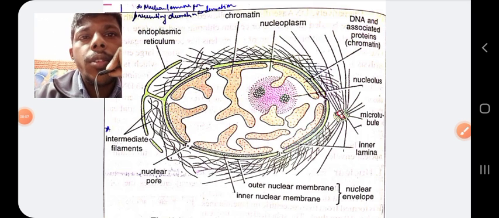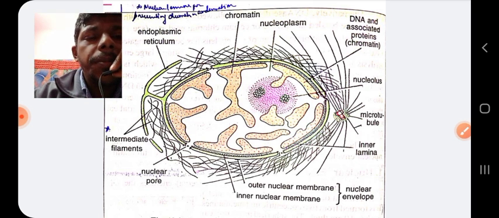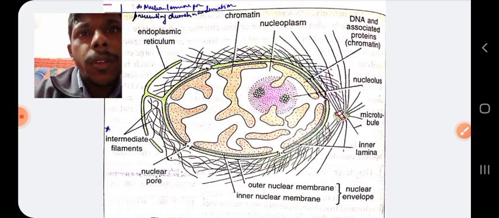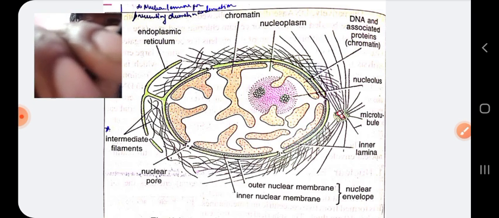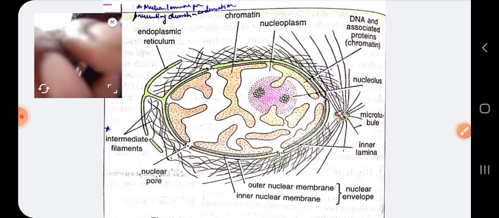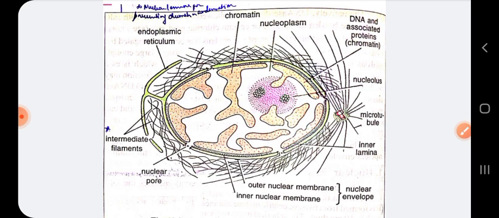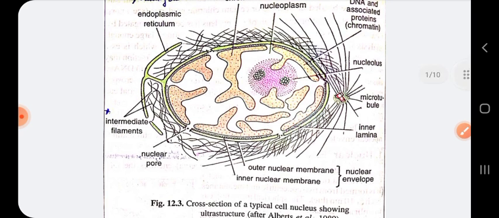Today, I'm going to discuss with you the nucleus structure and its function that is given in your cell biology syllabus. So, let's get started now. Generally, this is the ultrastructure of a nucleus.